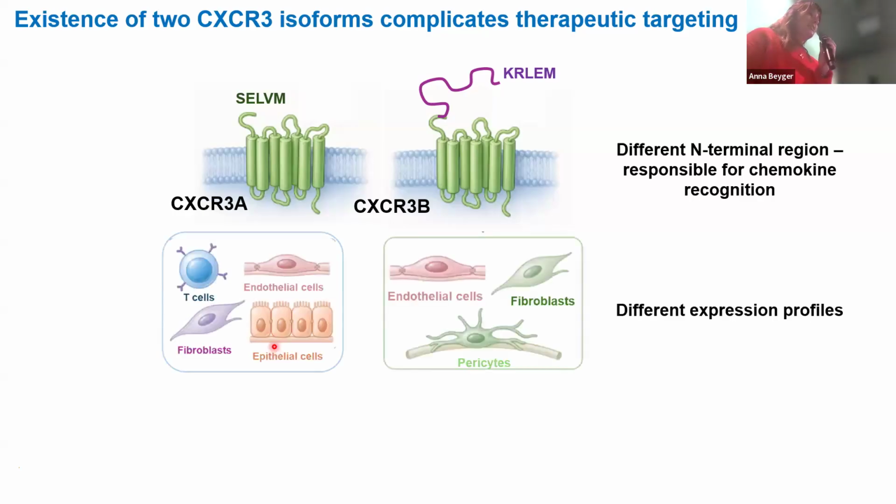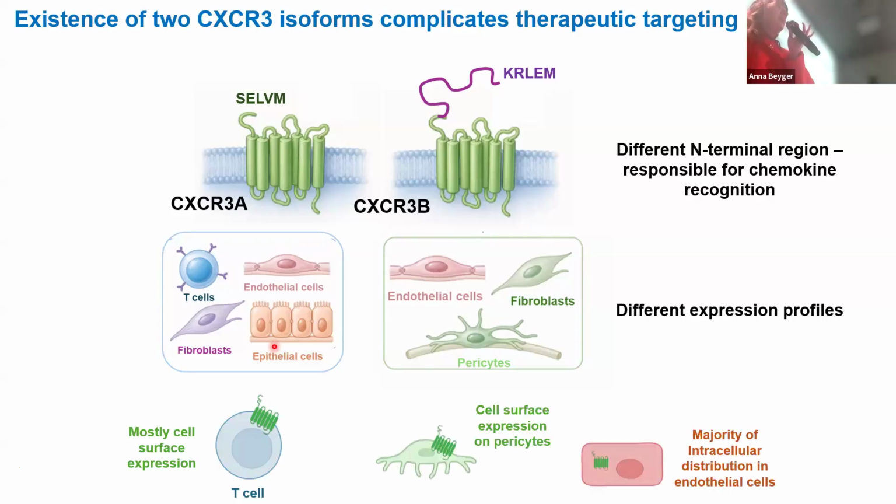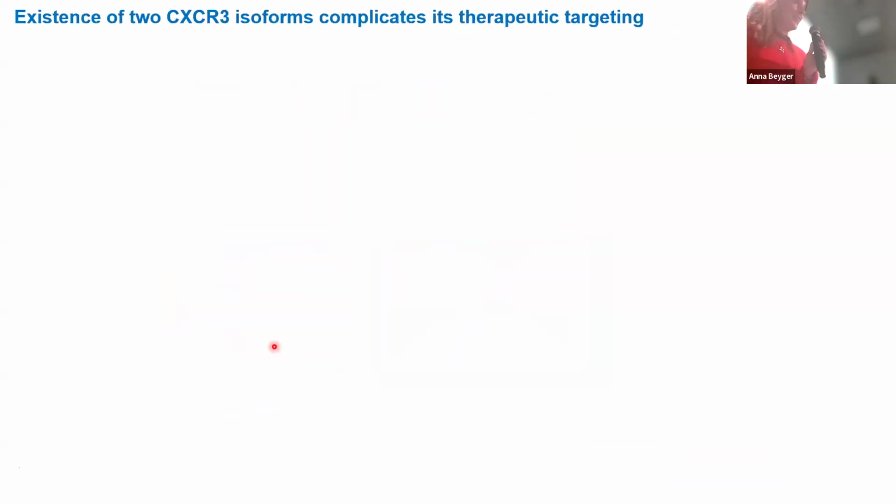Besides this difference, those 2 receptors have also different expression profiles. So when we look at CXCR3A, it's mostly expressed on T cells, endothelial cells, fibroblasts, and epithelial cells. But CXCR3B doesn't really have expression on T cells, and it can be mostly found in endothelial cells, fibroblasts, and pericytes. Additionally, another difference between them is that CXCR3A can be found mostly on a cell surface, whereas CXCR3B has a bit of a mixed distribution. So, for example, in pericytes, it can be found on cell surface, but in endothelial cells, it can be found both in the cytosol, but also on the cell surface.